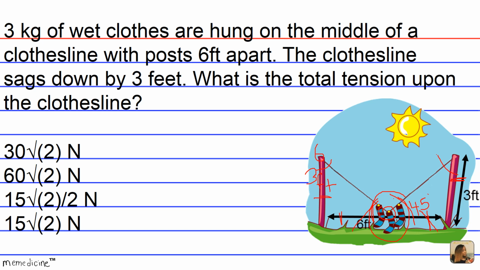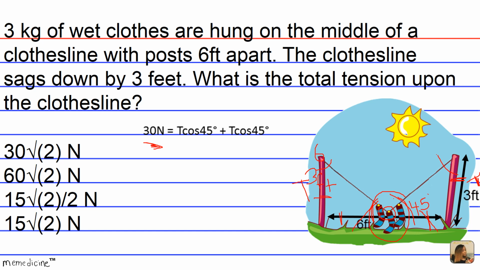So if we know that the clothes themselves weigh 3 kilograms, then we know that the total weight of the clothing is going to be about 30 newtons, okay? And the reason why it's 30 newtons is because we're using 10 meters per second squared for the gravitational acceleration constant instead of 9.8 meters per second squared. And then 30 newtons should be equivalent to tension. That's like the vertical component. We'll call this T. And we'll also call this T over here.